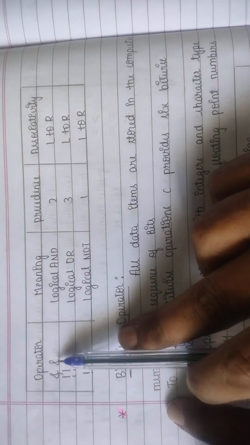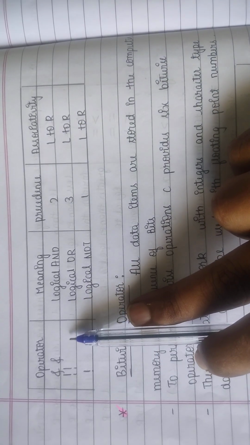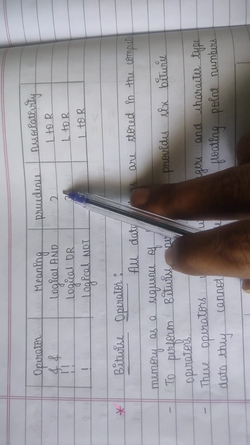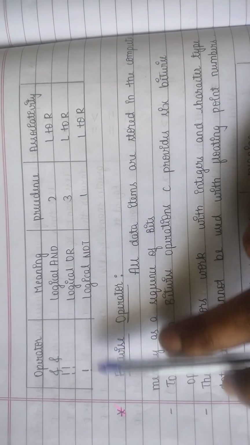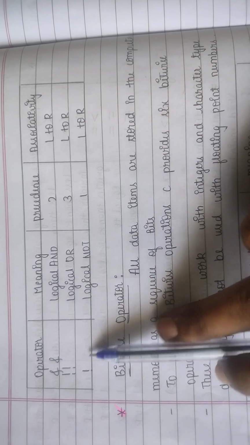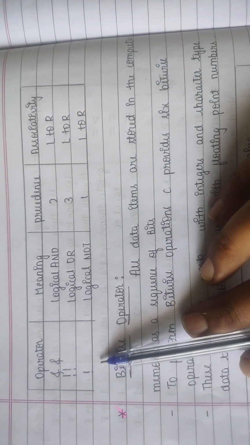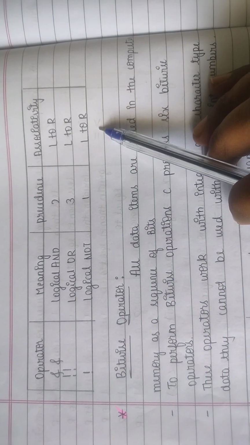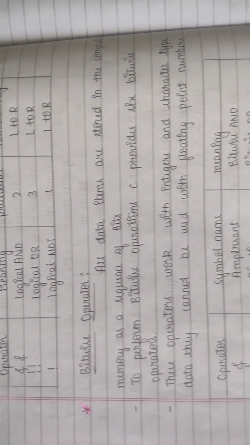Now here is the operator, meaning, precedence, and associativity. The first one is the logical and operator, indicated by two ampersands, precedence is 2 and it is evaluated from left to right. Logical or is indicated by two pipe symbols, precedence is 3, and again left to right. This single exclamation mark is logical not, precedence is 1, evaluated left to right.